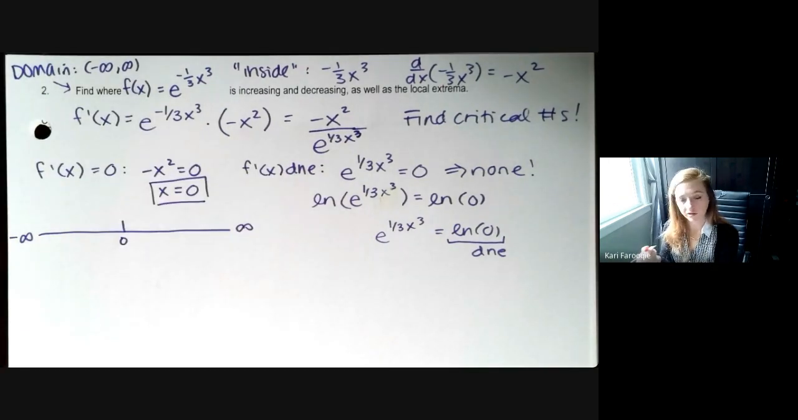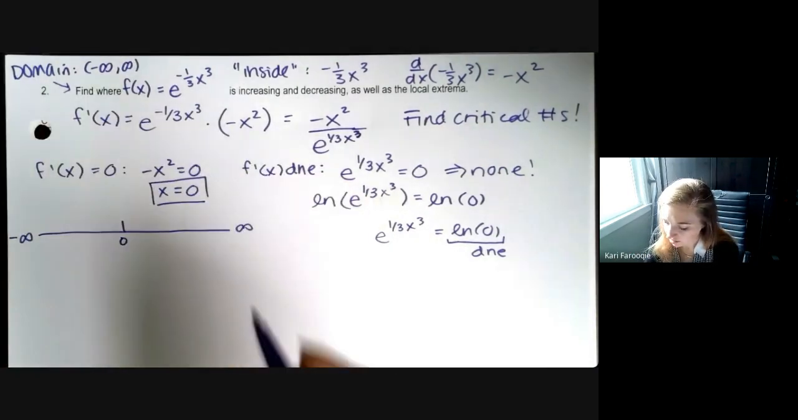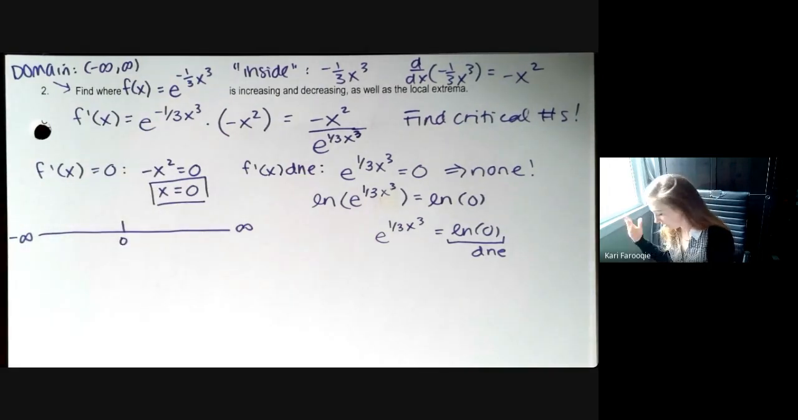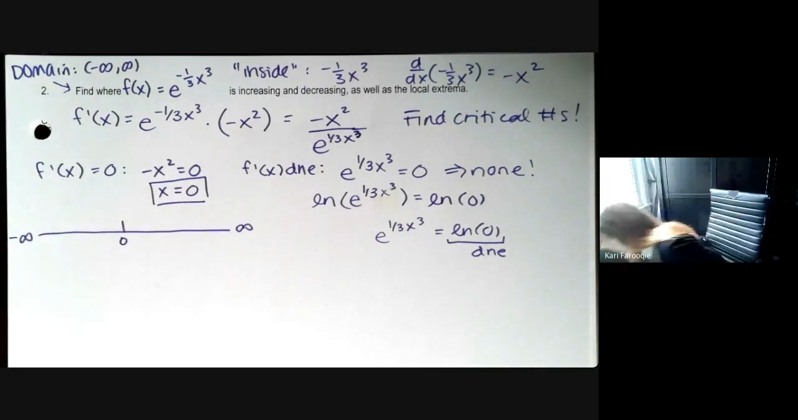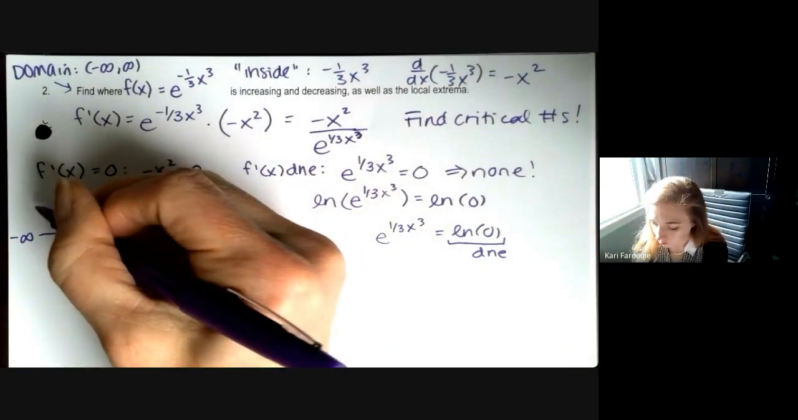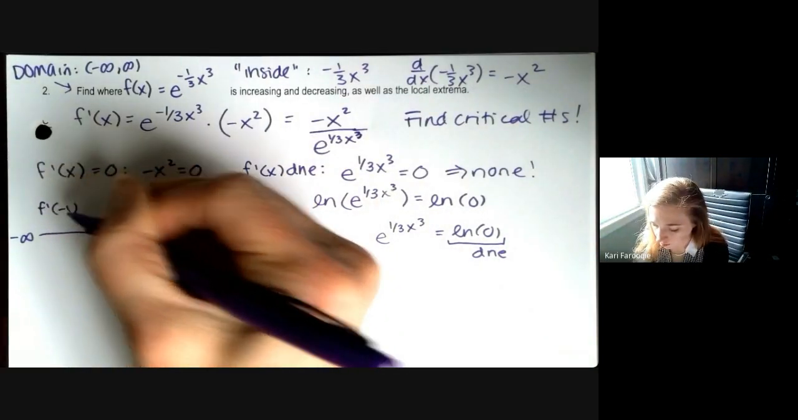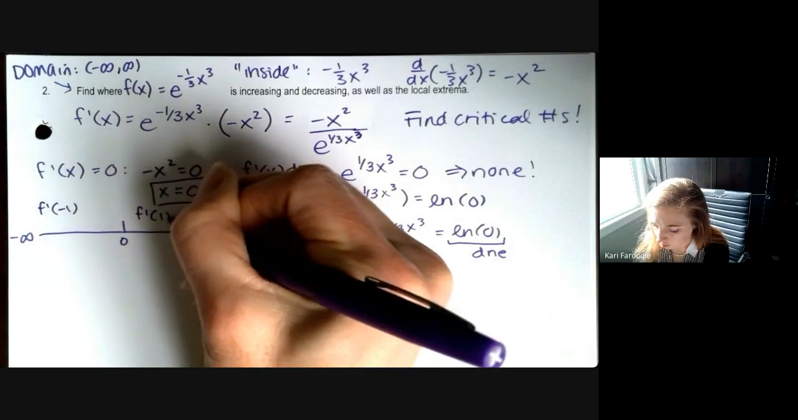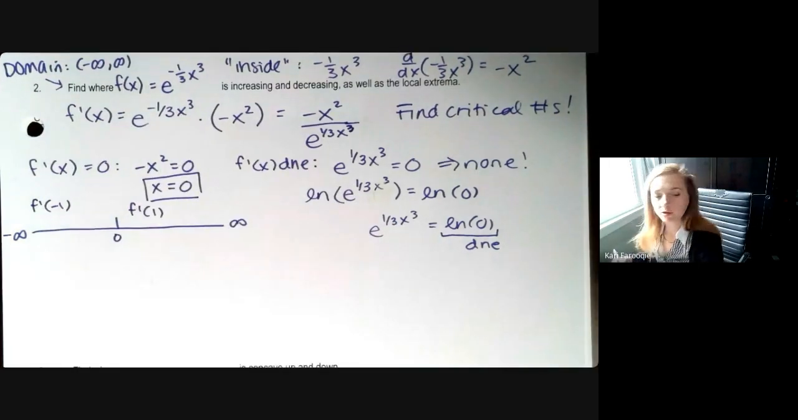We expect something is changing, something's happening there. And you're going to test a value. I'm going to test -1 and +1 because why not? I'm going to test -1 and +1. So I'm going to say f prime of -1 and f prime of +1. And we're going to see if the value we obtain is positive or negative.